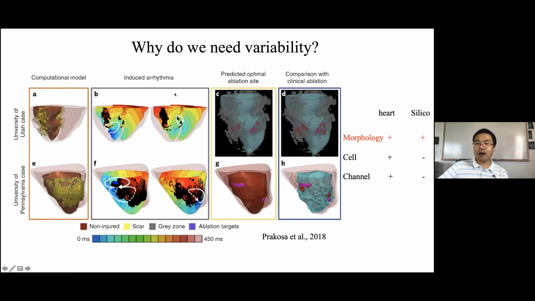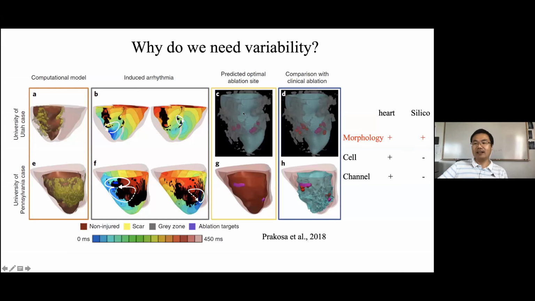In this example, the authors use ventricle models to simulate the formation of reentrant waves in two patients after myocardial infarction. The formation of the reentrant wave is caused by the different excitability of the cells in the red normal, yellow scar, and the gray border zones. And these are the morphology from the MRI data. And these are the simulated time sequence of electrical signal propagation. Their target is to try to find some ablation sites to block this reentrant wave because they cause cardiac arrhythmia.